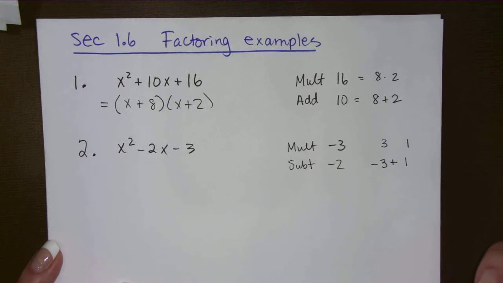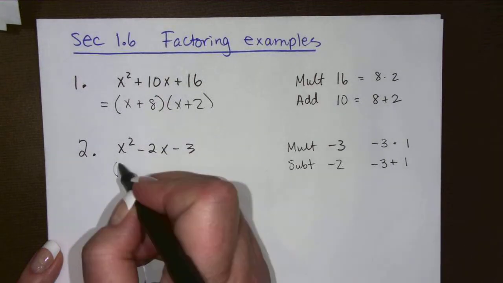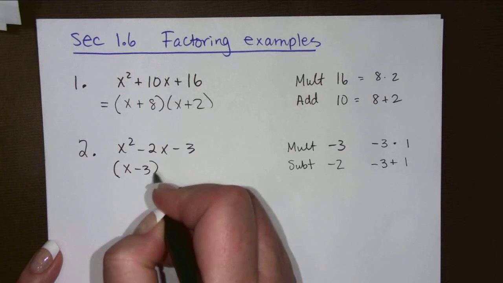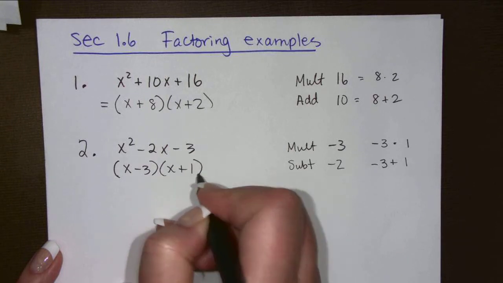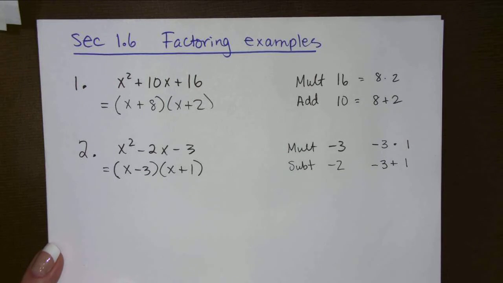Does that make sense? Or 1 minus 3. Does that work when we multiply? Yes. So negative 2. So we say this would be x minus 3, x plus 1. And again, you could FOIL that if you wanted to check your answer.